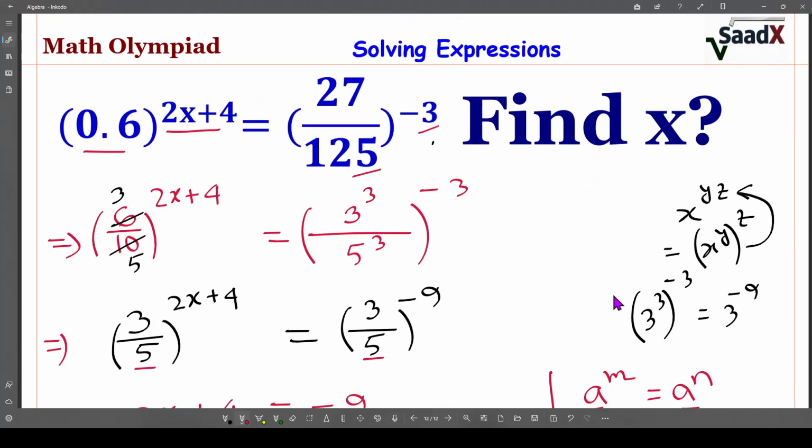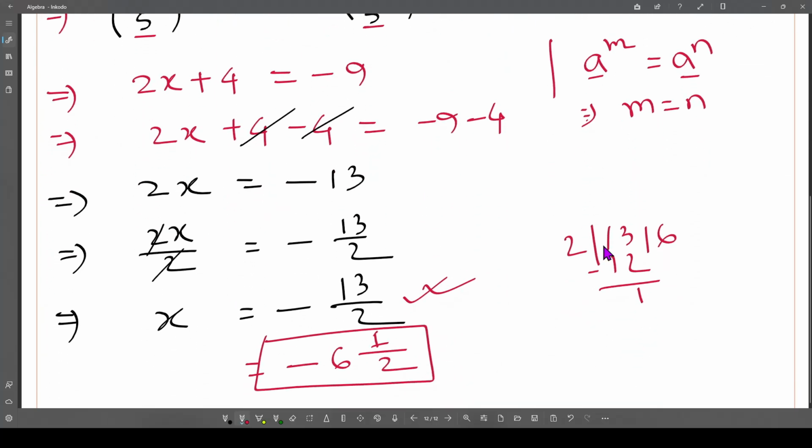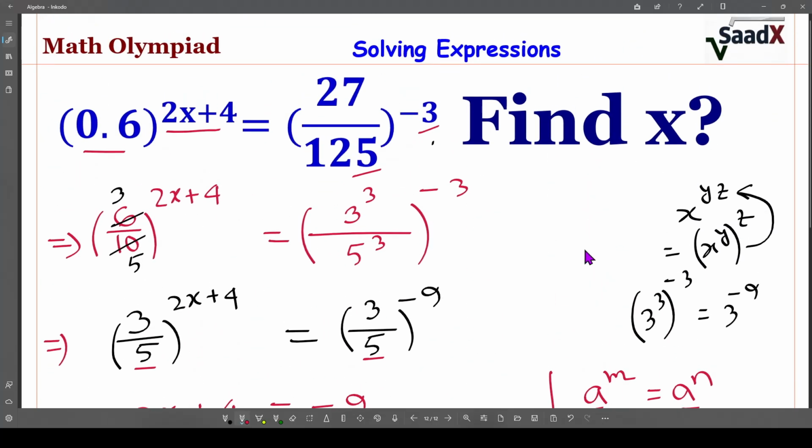I hope you understand. Here we get x equals minus 6 1 by 2, and these types of videos are very important for any kind of competitive examination, not only Math Olympiad. It also helps with class 6 to 9 algebraic expressions.